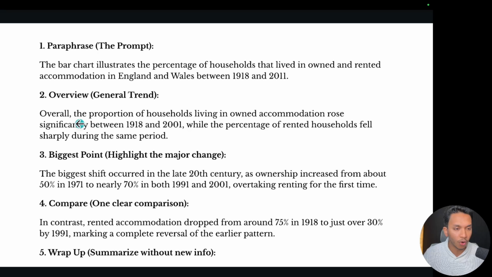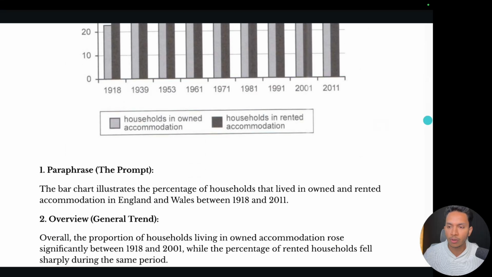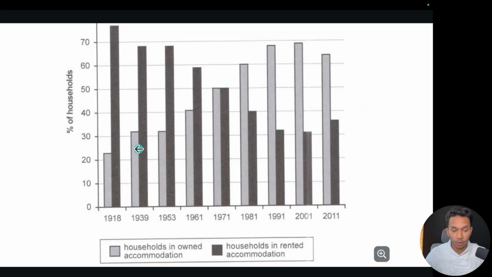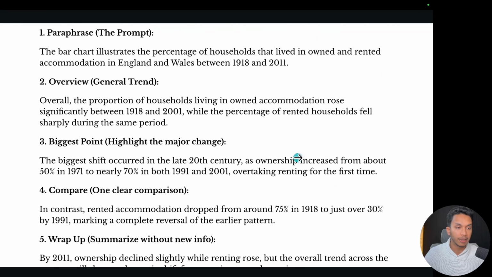And the second one is the overview. What is the overall growth? If we look at it, household owned increased from 1918 to 2011 drastically, while the percentage of household rented decreased over those 100 years. So basically, overall, the proportion of households living in owned accommodation rose significantly between 1918 and 2011, while the percentage of rented households fell sharply during the same period.